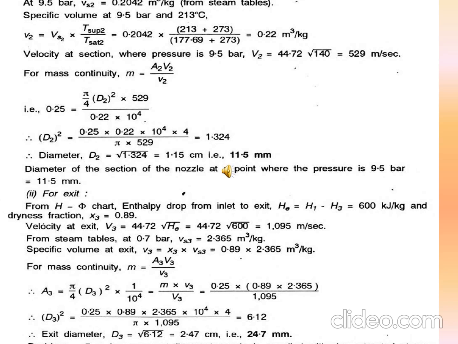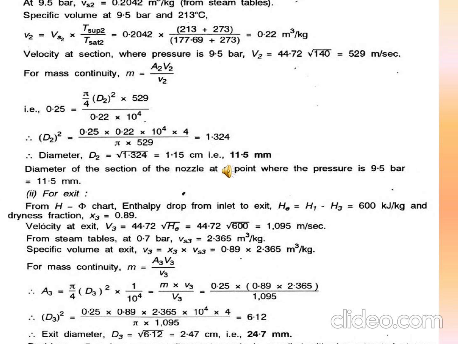For the exit also we have to find out the h3, because p3 is given, same at the same line. We can find out the h3. So heat drop equals h1 minus h3, which value is 600 kilojoule per kg. Okay, and x3 also we got 0.89. So velocity at the exit v3 equals 44.7772 square root of heat drop, which value we got 600. So it will be v3 equals 1095 meter per second.